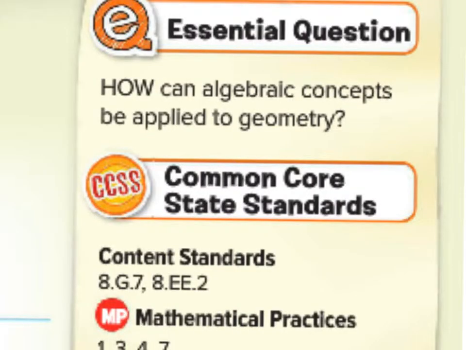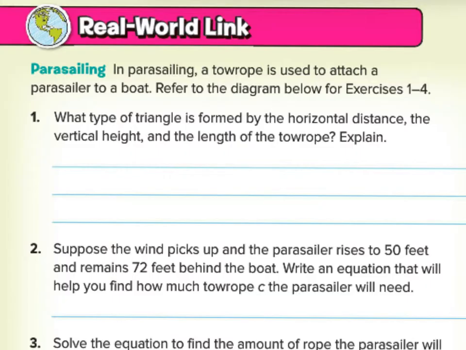In this lesson we will continue to apply geometric concepts to algebraic concepts to geometry. Let's look at a real world example. Parasailing. In parasailing, the tow rope is used to attach a parasailer to a boat. Refer to the diagram below for exercises 1 to 4.